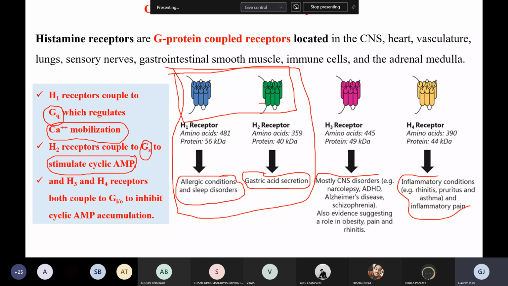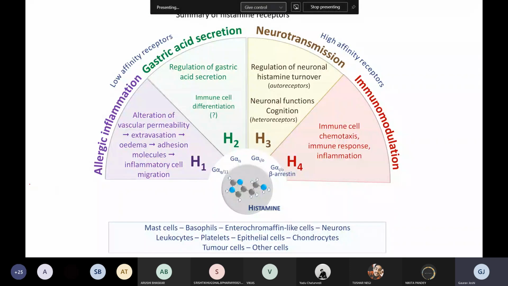So basically there are two receptors, H1 and H2, in your syllabus, so I'll be discussing mainly these. Now, a summary of what we have done today. We have four receptors: H1, H2, H3 and H4. This is a self-explanatory figure. All the allergic and inflammatory responses are covered by the H1 receptor, and all the gastric acid secretion is covered by the H2 receptor.